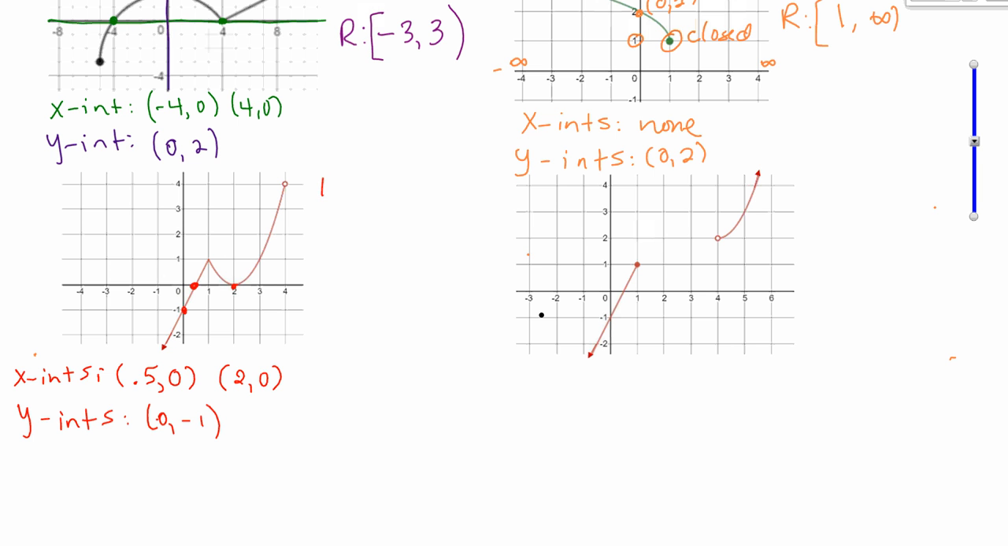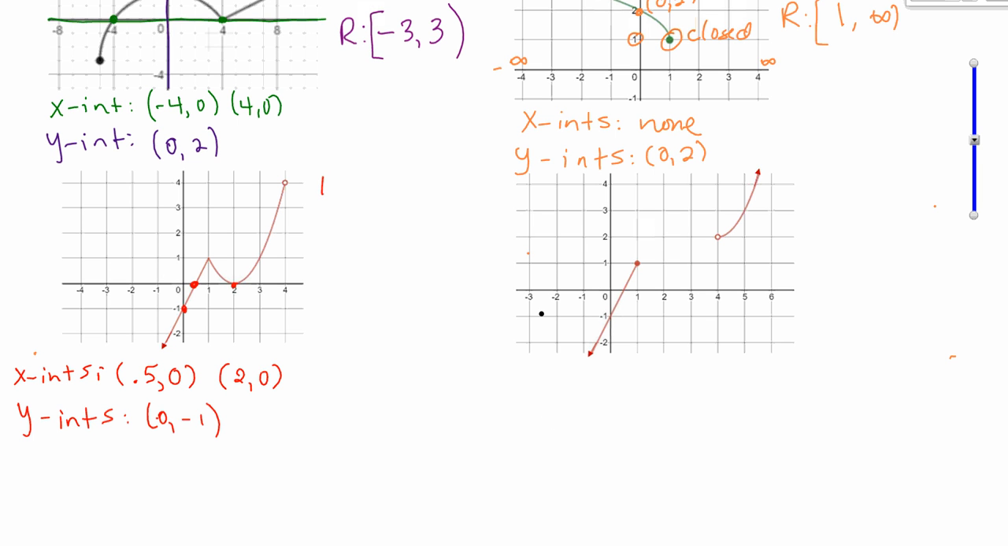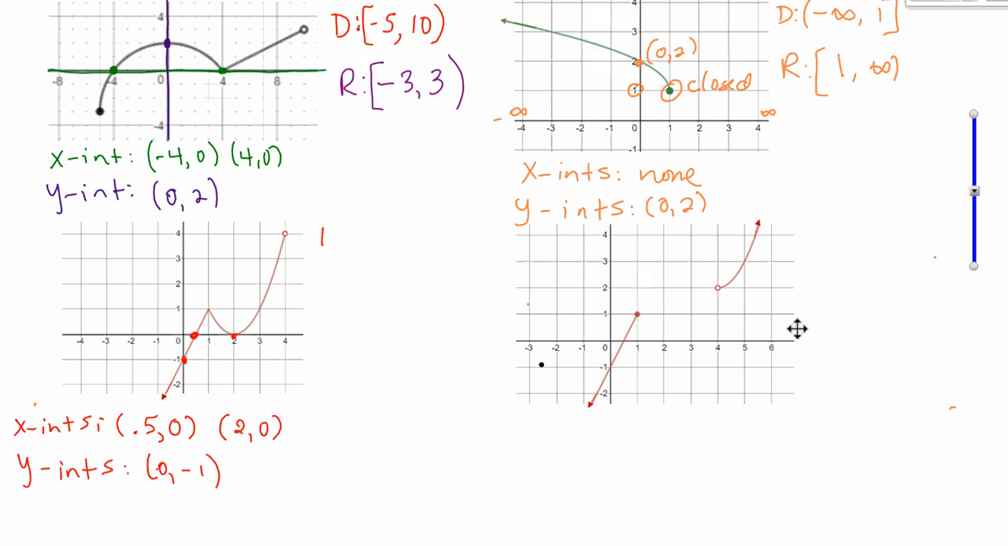Uh-oh. I lost my stick. Oh, he's back over here. Magic. Ta-da! Did you see him pop over there?